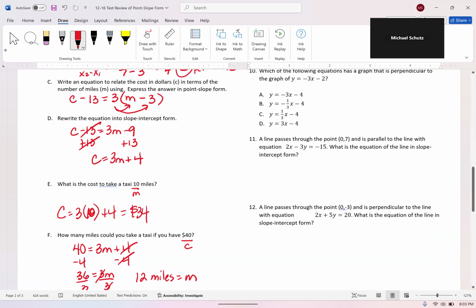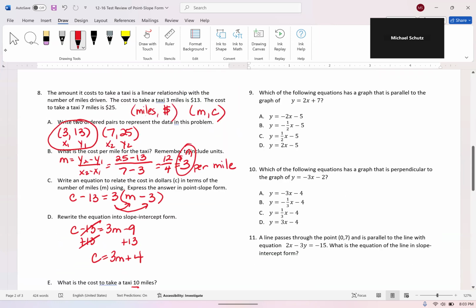All right, let's continue on with the next part. Number 9, which of the following equations has a graph that is parallel to the graph of y equals 2x plus 7? Okay, the word parallel tells me that we have same slopes but different y-intercepts.